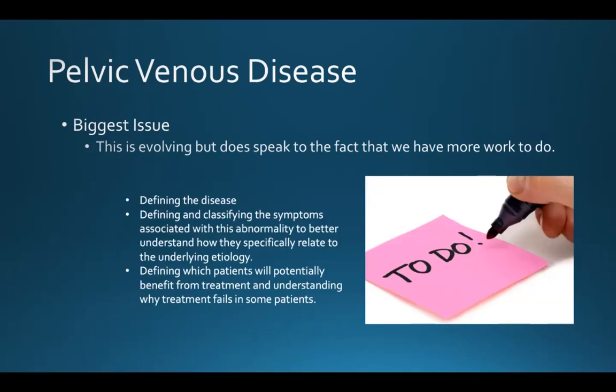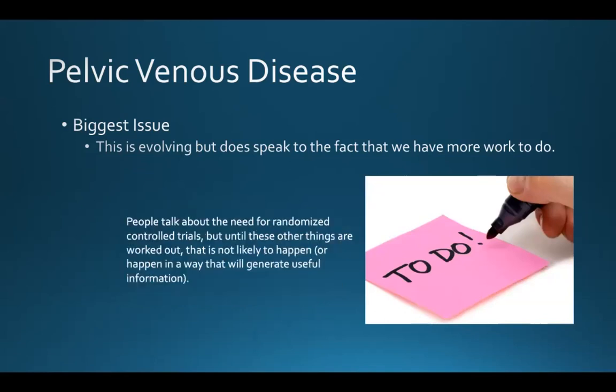We have to define the disease. We have to define and classify the symptoms associated with this abnormality to better understand how they specifically relate to the underlying etiology. And we have to define which patients will potentially benefit from treatment and understand why treatment fails in some patients. People talk about the need for randomized controlled trials, but until all of these other things are worked out, this is not likely to happen or happen in a way that will generate useful information.